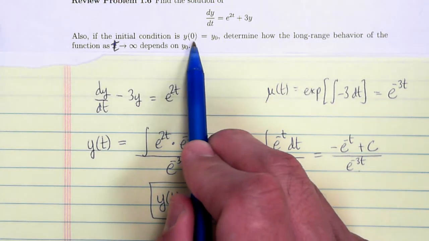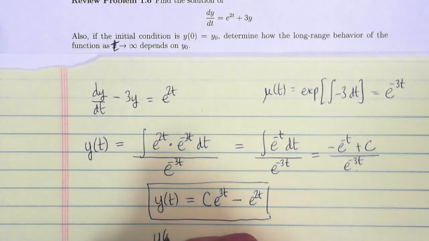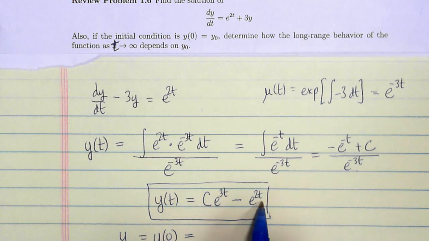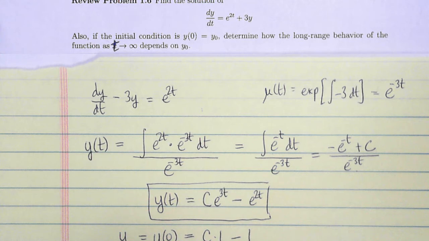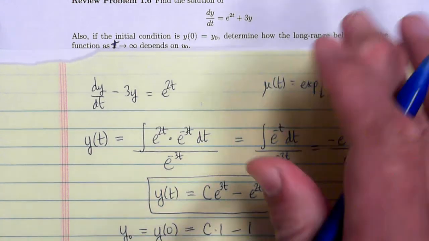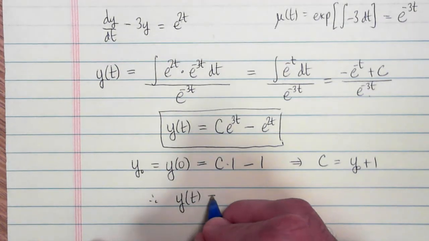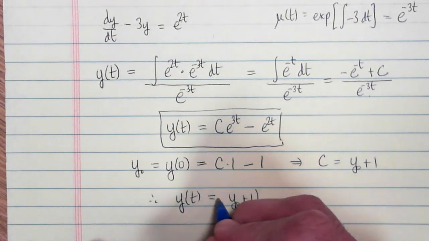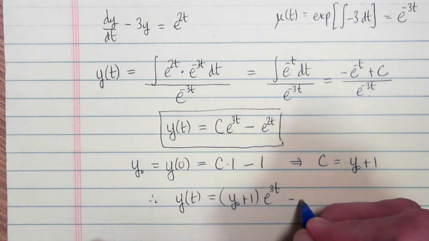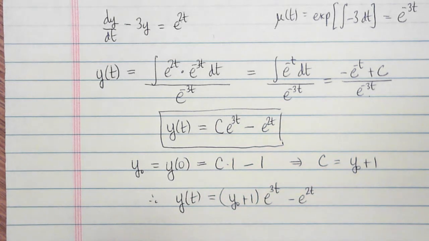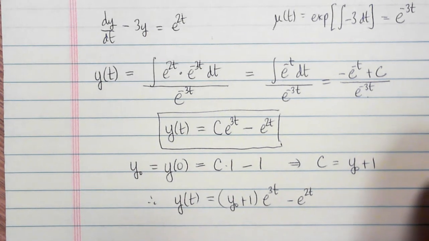We are also given an initial condition, so let's use that. So y of 0 is supposed to be equal to y naught. If I plug in 0 into this, I get c times 1 minus 1. And so that means that c is equal to y naught plus 1. And so, using the initial value, the solution is y naught plus 1 times e to the 3t minus e to the 2t. Okay, so that's the solution.